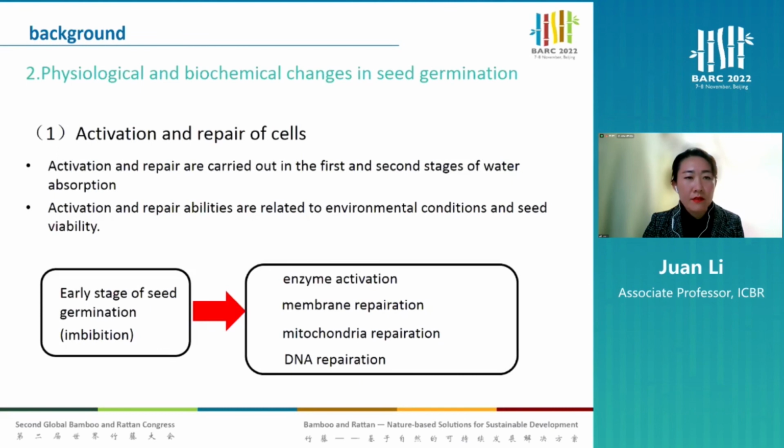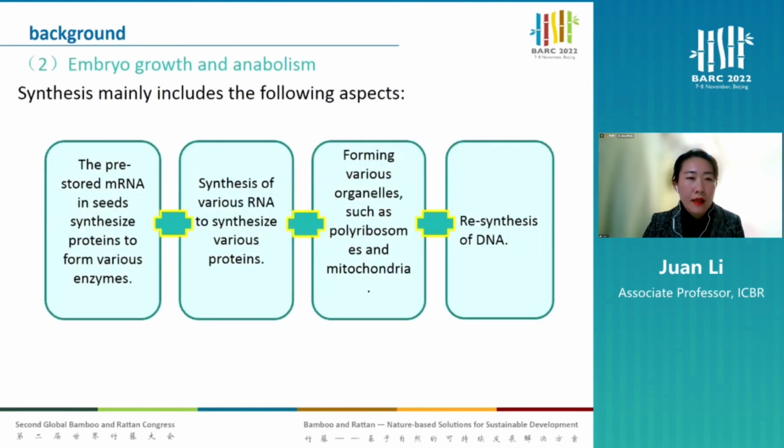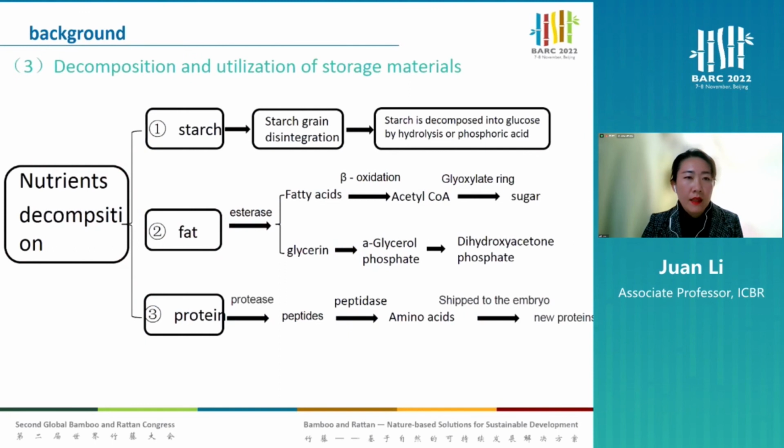At the beginning of seed germination, the membrane, mitochondrial, and DNA were activated and replicated. It also carried out synthesis, including the pre-stored mRNA and various RNA to protein, and various organs and pre-synthesis of DNA.